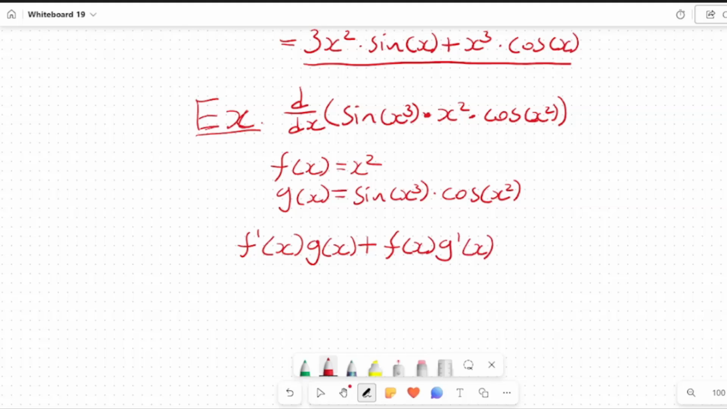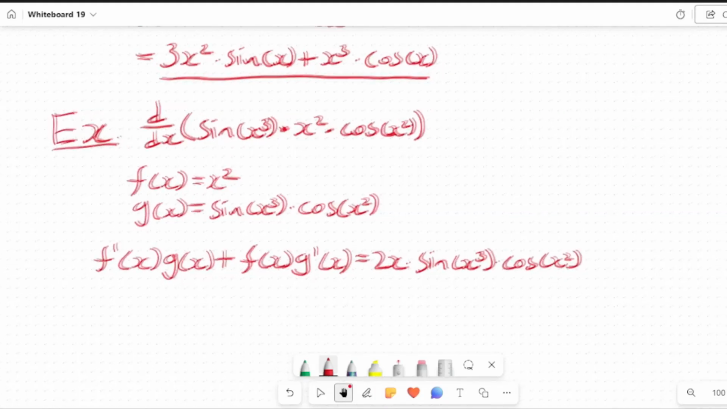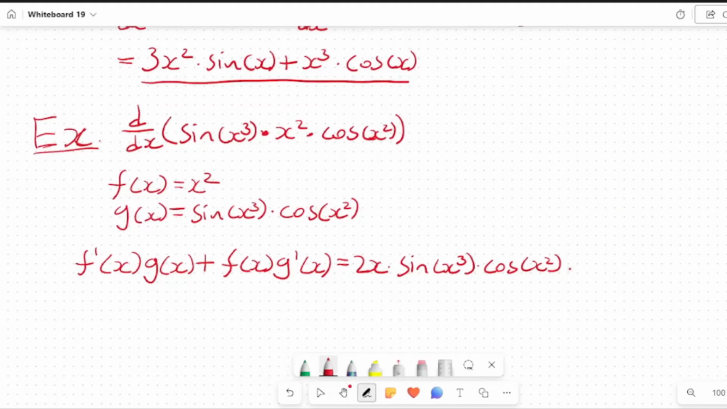So f prime of x is just going to be 2x, and we want to multiply that with sine of x cubed and cosine of x squared. And we just add that on with x squared, which is our f of x.